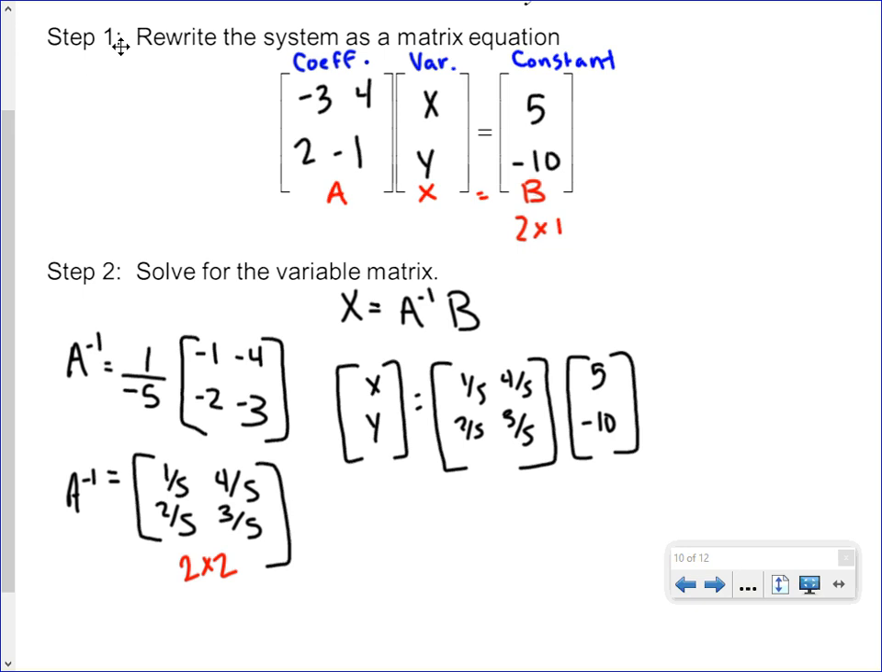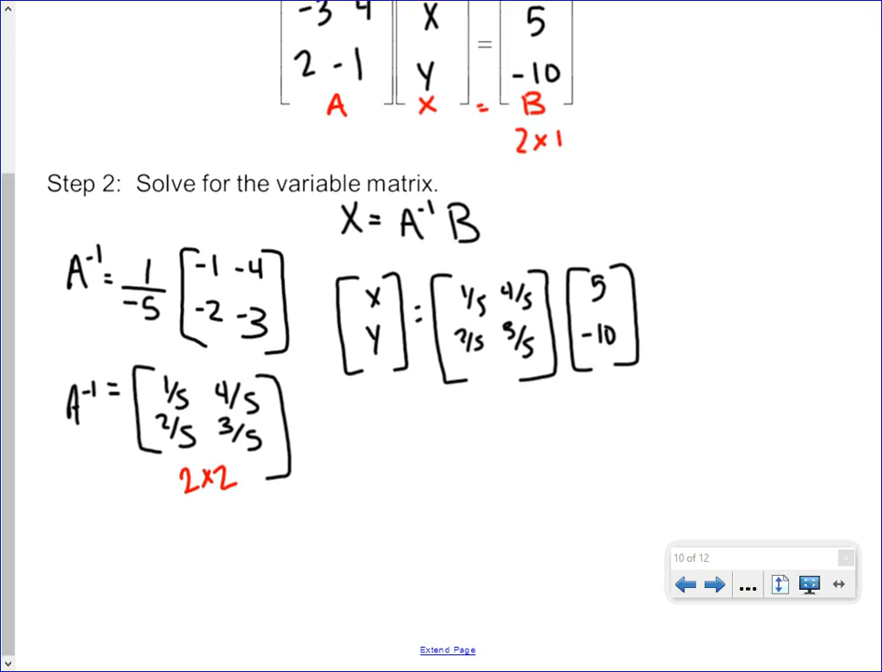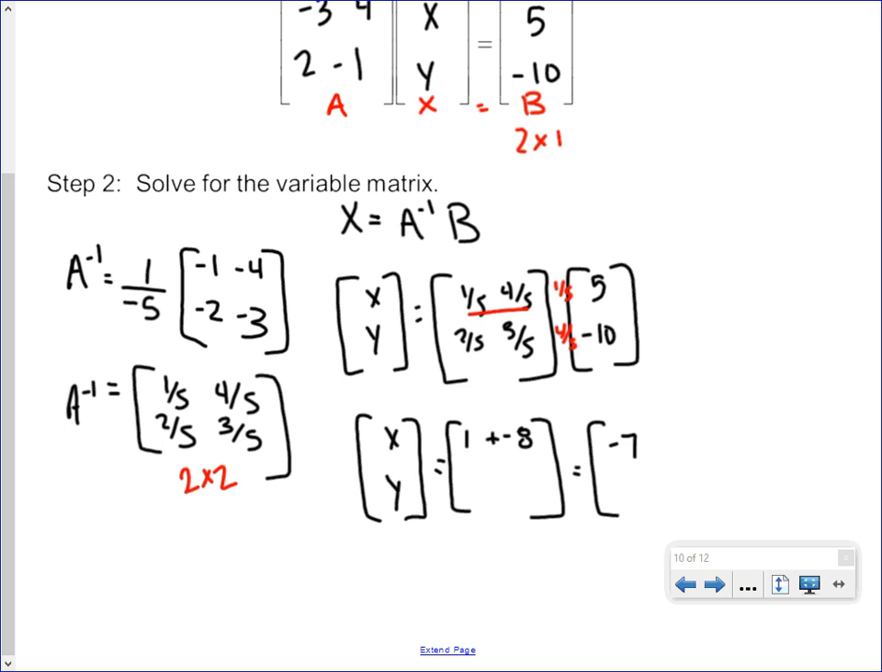And if you have fractions in your inverse matrix, that's no real cause for alarm. That's totally possible and probable in a lot of instances. Take your first row, multiply it by your column in your constant matrix. That would be 1/5 and 4/5. And then we'd have to add. So that would be 1 plus negative 8. So that first entry is negative 7.